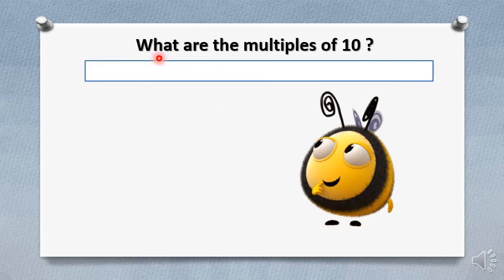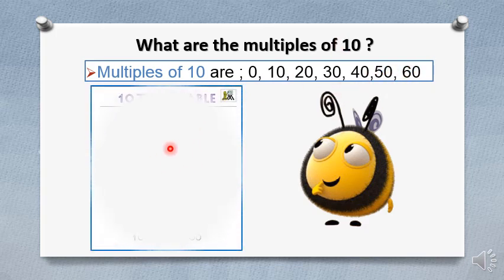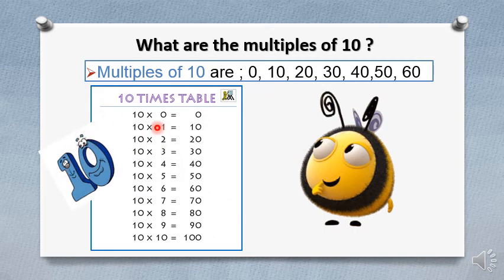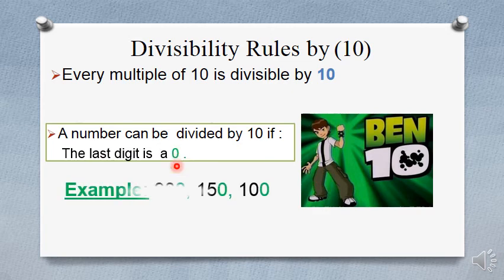Now the last one. What are the multiples of 10? They are 0, 10, 20, 30, 40, 50, and 60, which we get from the table of multiplication of 10. What do you notice about the multiples of 10? They all end with 0. Yes. So every multiple of 10 is divisible by 10. And how can I know if a number is divisible by 10? A number is divisible by 10 if the last digit is 0. Example, these numbers are divisible by 10.